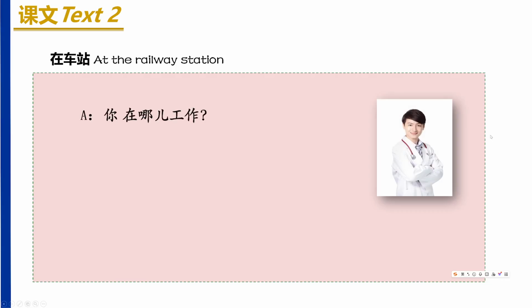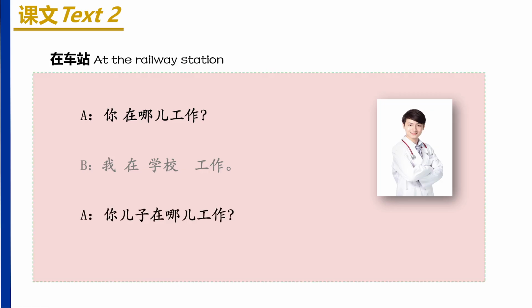So where do you work? 你在哪儿工作? Right. We only need to say 工作 behind. 在哪儿工作. I work at school. 我在学校工作。 Very good. So where does your son work? 你儿子在哪儿工作? Very good. So my son works at a hospital. He is a doctor.